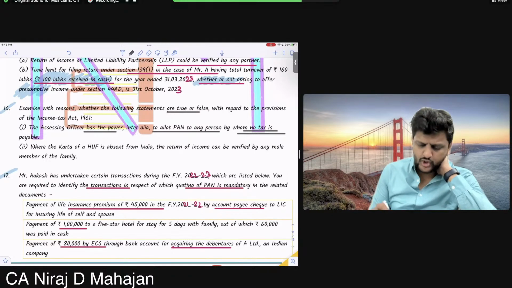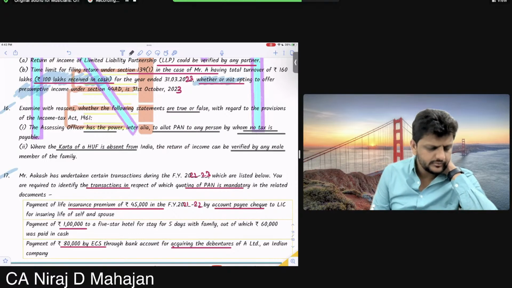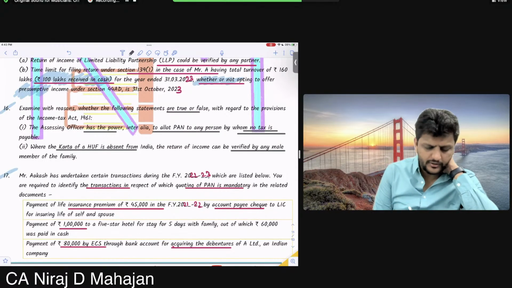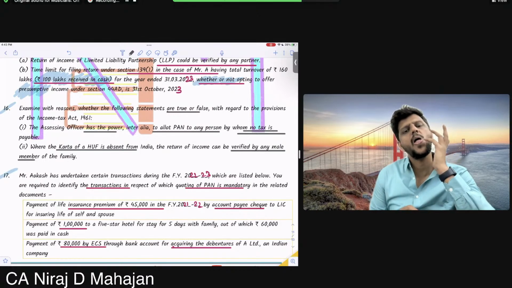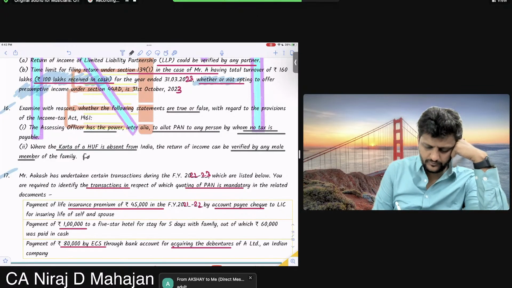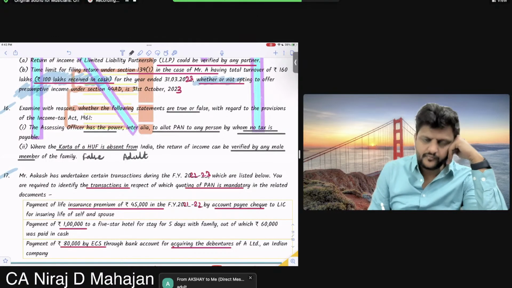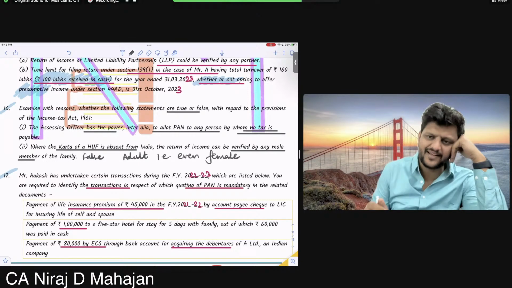Where Karta of a HUF is absent from India, the ROI can be verified by any male member, bachcho. This is false. The answer is what? Any adult. That is even female. You can write on there also. I am not interested in writing any answer there.